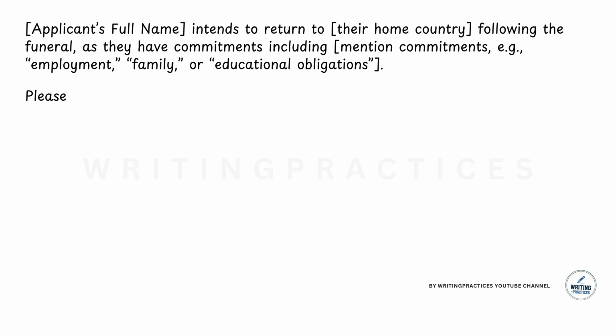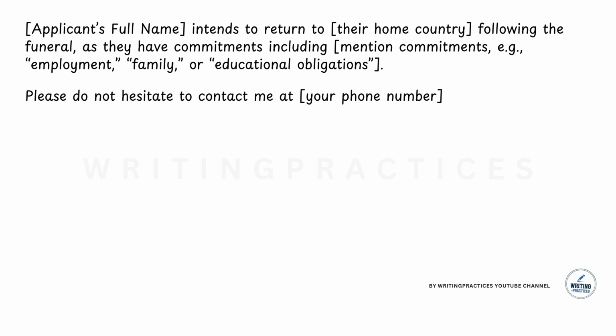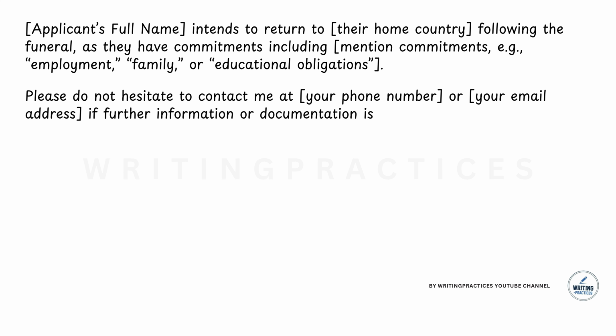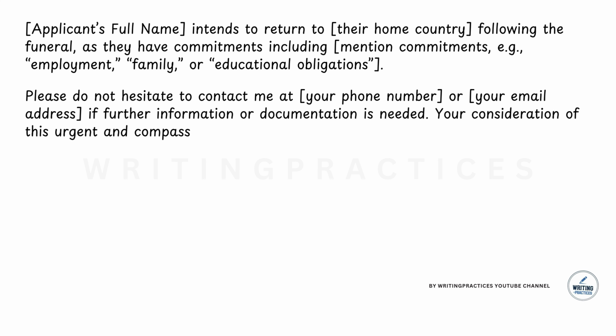Contact information and request for consideration. Conclude the body of the letter by providing your contact details again and politely requesting consideration of the visa application. For example, please do not hesitate to contact me at 310-555-6789 or sarah.thompson@email.com if further information or documentation is needed. Your consideration of this urgent and compassionate request is greatly appreciated.